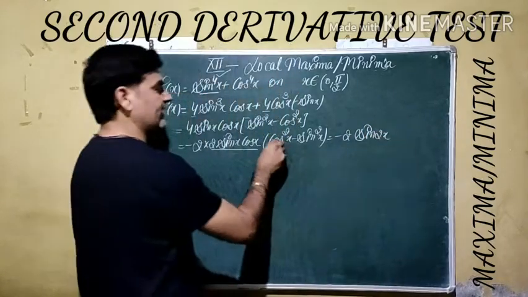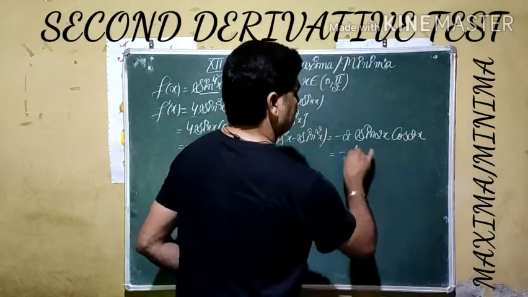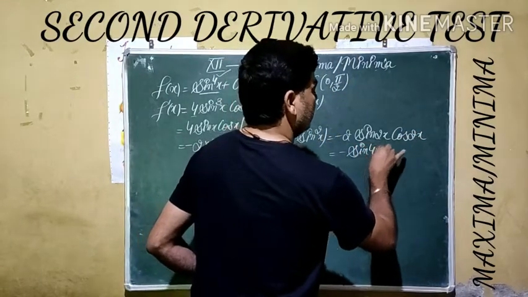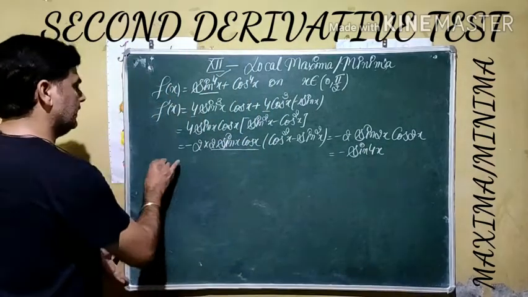And from here cos square x minus sin square x is given by cos 2x. So finally we get from here sin 4x, by use of the formula 2 sin theta cos theta. Our next point is the critical point.